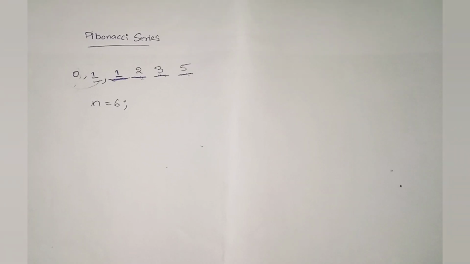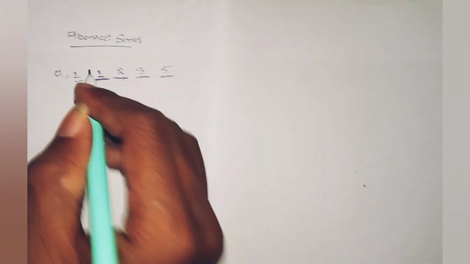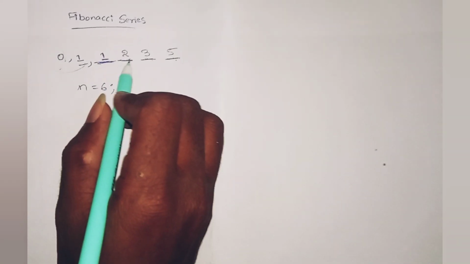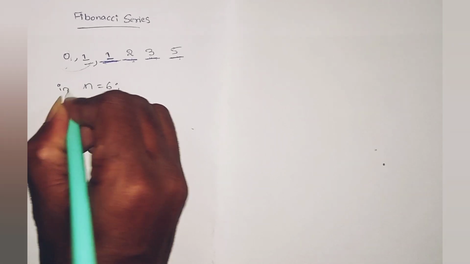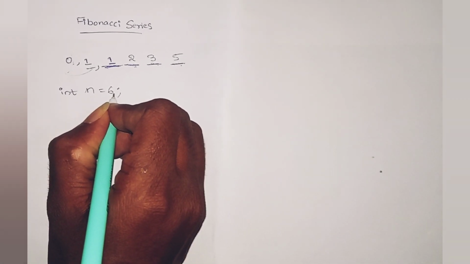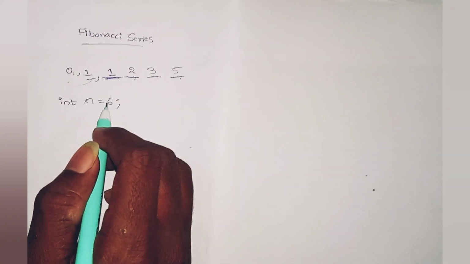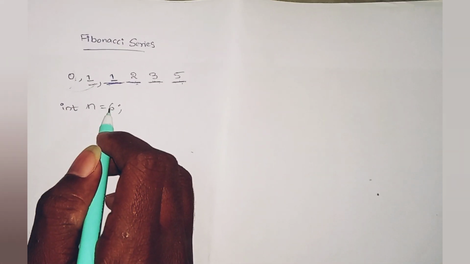Now let us try to write a code in Java that represents a Fibonacci series. As we have here 1, 2, 3, 4, 5, 6 numbers, we need to consider a variable of type int. Let the variable be n, that is equal to 6, because we are finding 6 terms in a Fibonacci series.